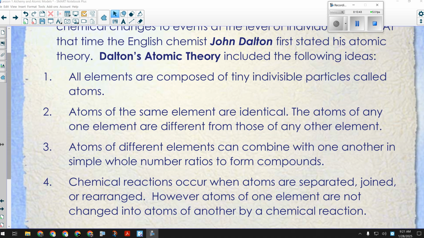Okay, so knowing these 4 points is pretty important. Like, if I was to say have a quiz this Friday, this would definitely be on there. So I would definitely know these 4 points.